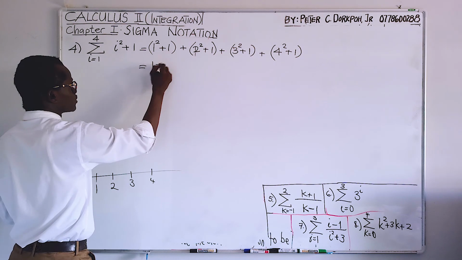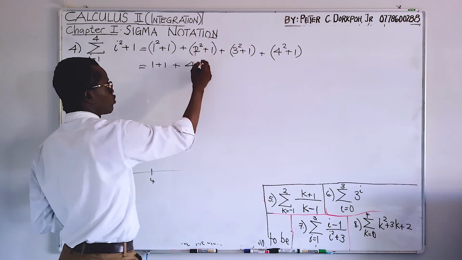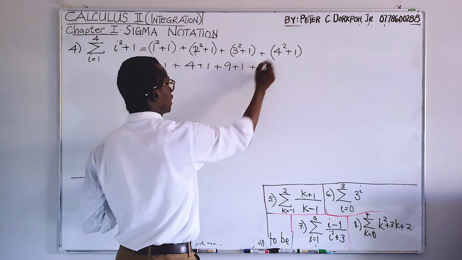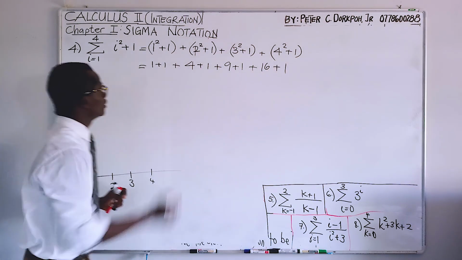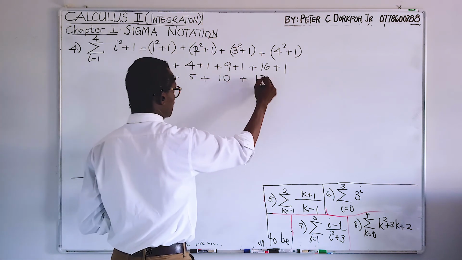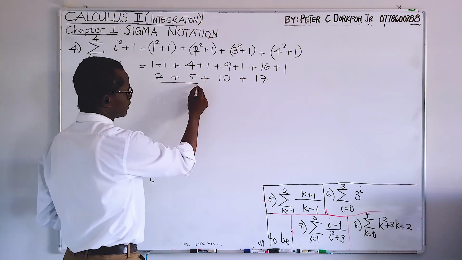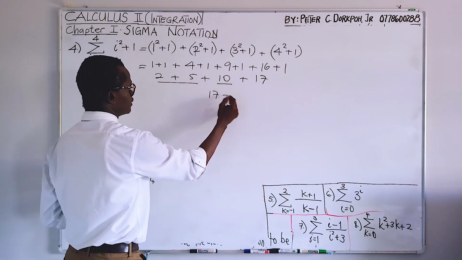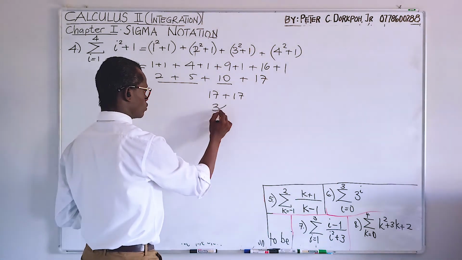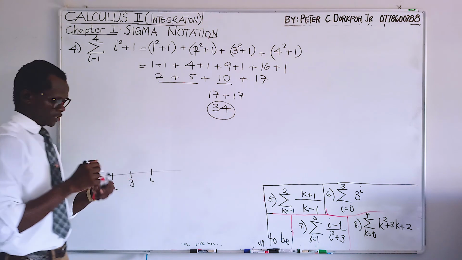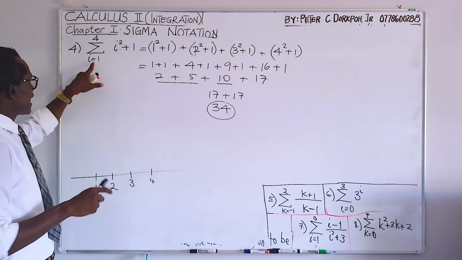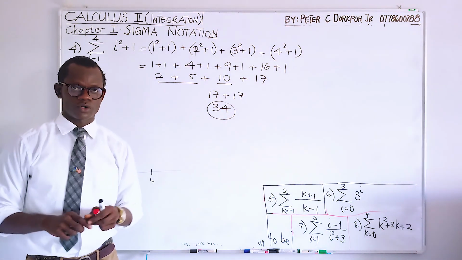So this now gives us 1 plus 1. This is 4, 2 times 2 is 4 plus 1. This is 3 times 3 is 9 plus 1. 4 times 4 is 16 plus 1. So we have 2, we have 5, we have 10, and we have 17. So this is 7. 7 plus 10 is 17. 17 plus 17 now, 10, 20, 30, 34. So 17 plus 17 is 34. So the summation of r squared plus 1 as r leads from 1 to 4 is equal to 34.